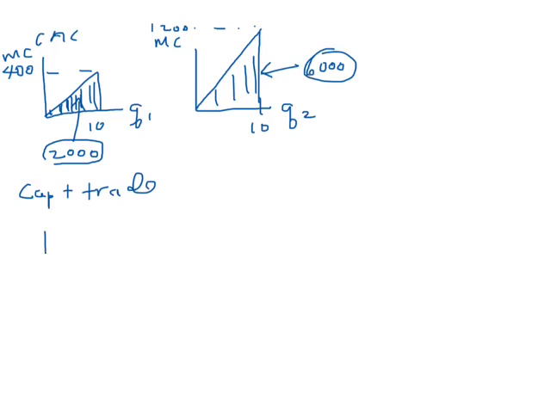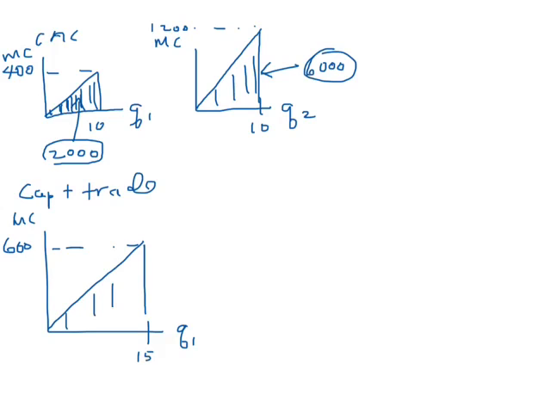But now firm 1 is cleaning up 15. Their marginal cost is 600. And when we do 1/2 times base times height, we get 4,500. I've got it all written out over here. 1/2 times 600 is 300, times 15 is 4,500.